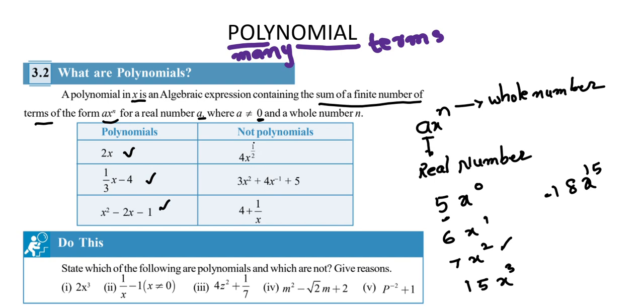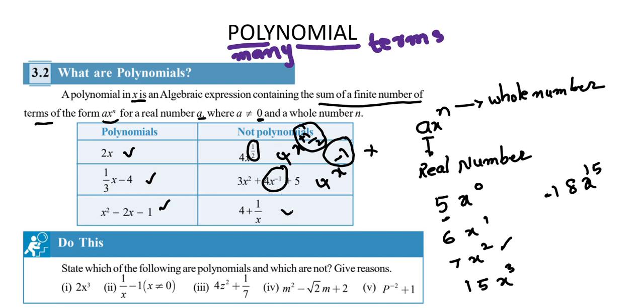Now look at this one. Here 1 by 2 is there: 4 x power minus 1 by 2, and plus 1 by 2 also. But this 1 by 2 is not a whole number, so we are taking that as not a polynomial. Now observe the second term: 4 x power minus 1 is there. This minus 1 is not a whole number, it is an integer. So it is not a polynomial.